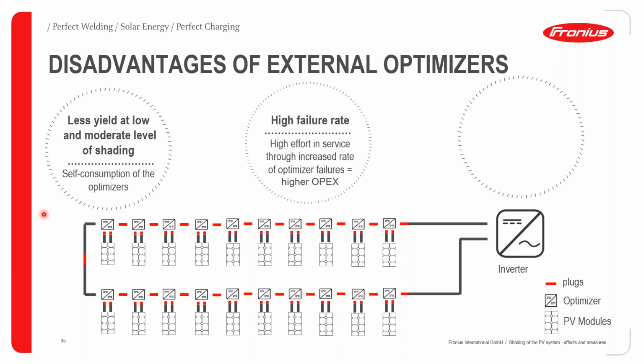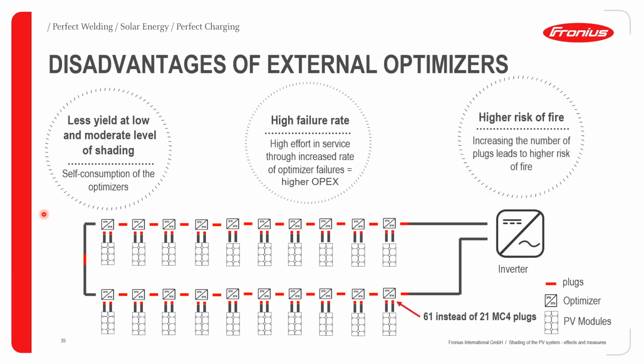Number two, there is a higher risk of failure, in this sense that the more components you have in a system, the higher the chances that one of the components will at one point or the other fail. The net effect of this is that there will be an increase in your service costs. So you have to make a lot more trips to site to troubleshoot failures, and therefore this for the customer will be a higher OPEX or higher operating costs for the system.